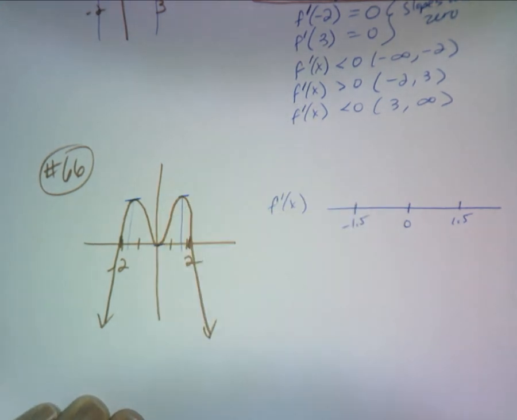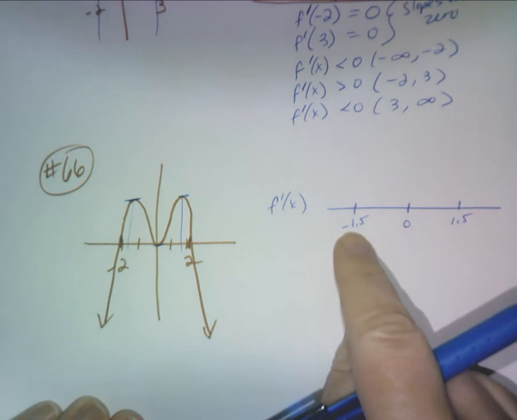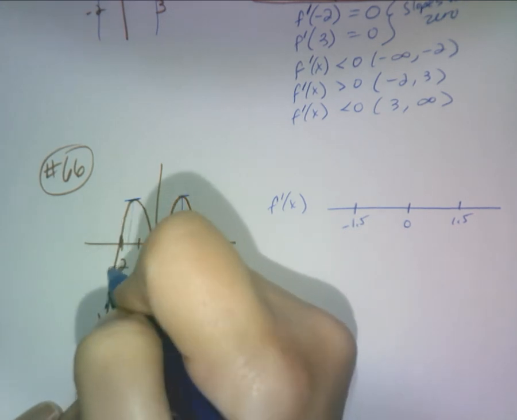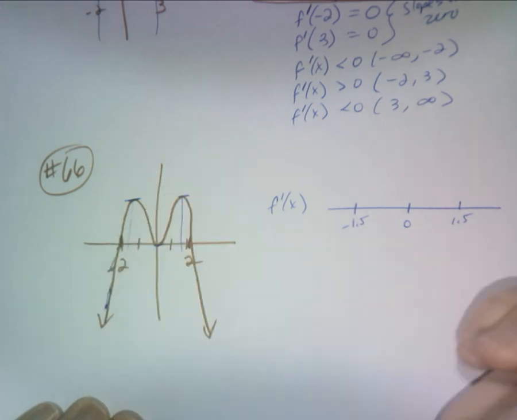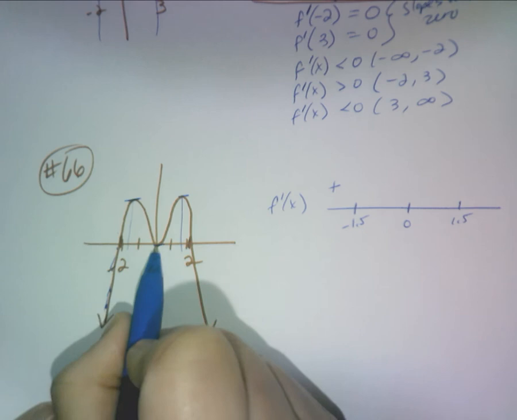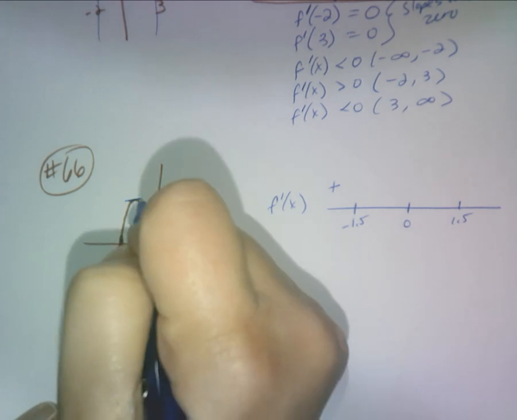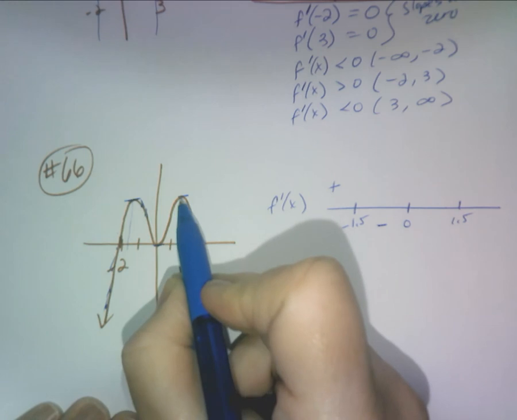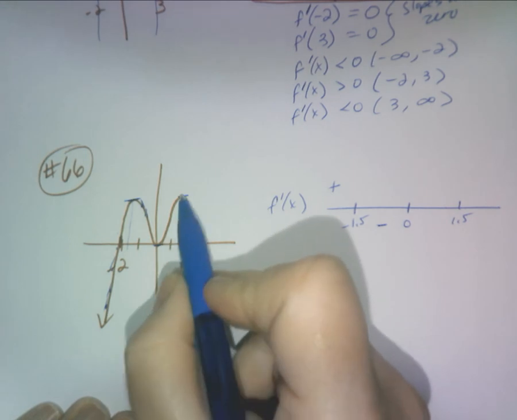Okay, question. Before negative 1.5, what kind of slopes are these? Right here, right here. If I were drawing tangent lines, wouldn't they all be positive? Okay. Between negative 1.5 and 0, what kind of slopes are these? Negative. Between 0 and 1.5, what kind of slopes are those?